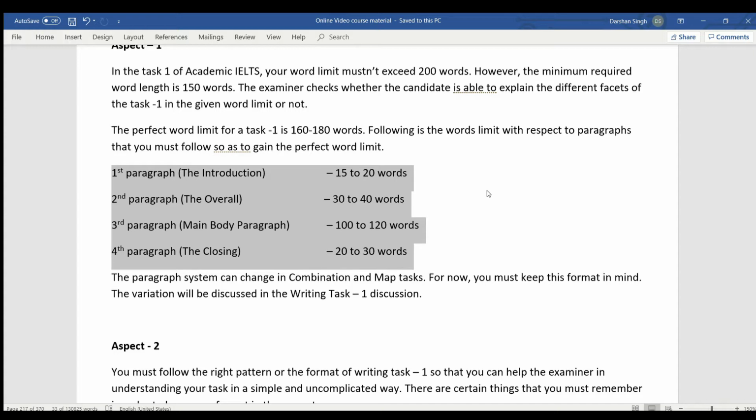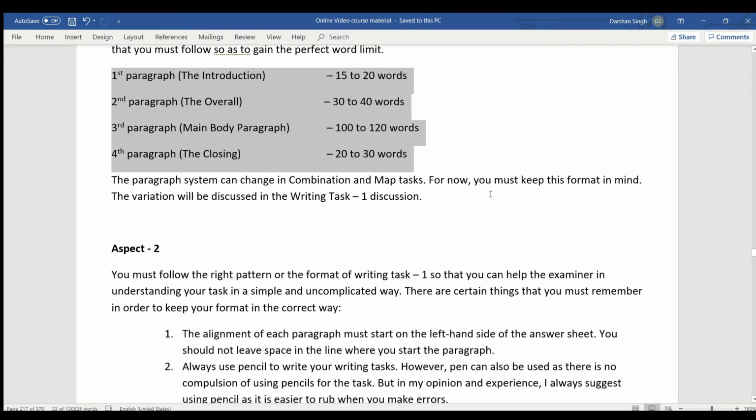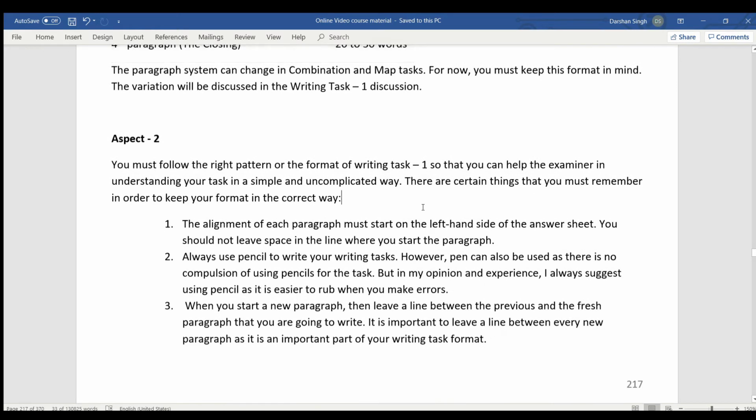Now when it comes to the format, there are certain things to keep in mind. The first one is the alignment of each paragraph. When you start writing your task 1 or the essay of IELTS, whether it is general training or academic, you must always keep the alignment on the left hand side. That means you start your paragraph like this from the left hand side.